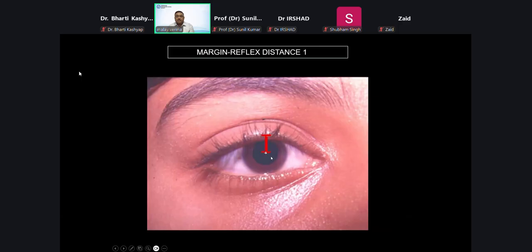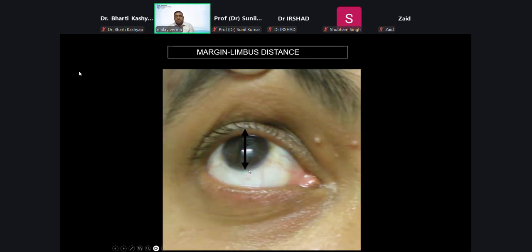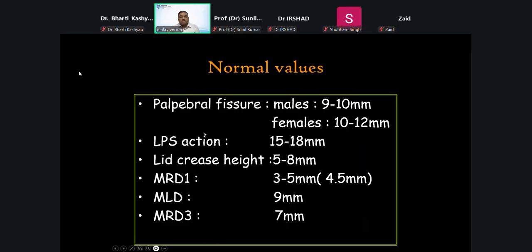This is the MRD1, which is margin reflex distance from the center of the reflex to the highest point of the lid in the vertical axis. That is the MRD1. And then MRD3. This is from when the patient is looking up, from the corneal reflex to the upper lid margin. And this is the margin limbal distance, MLD, which is from the 6 o'clock limbus to the upper lid margin. So these are the various normal values. Palpebral fissure height in males is 9 to 10, whereas in female it is 10 to 12 millimeters. And lid crease height is generally around 5 to 8 millimeters.